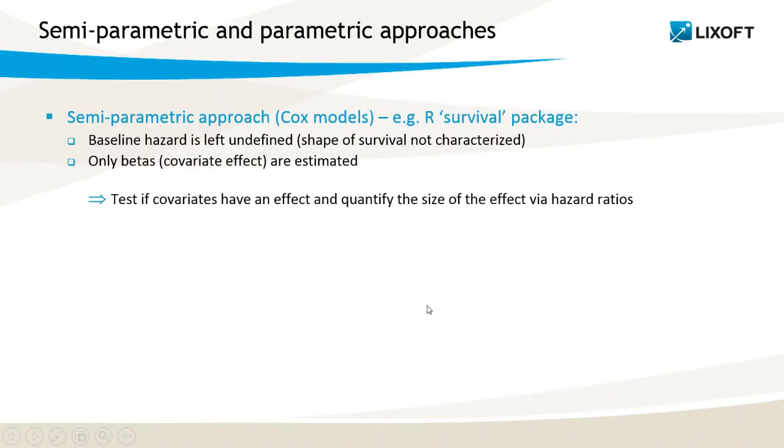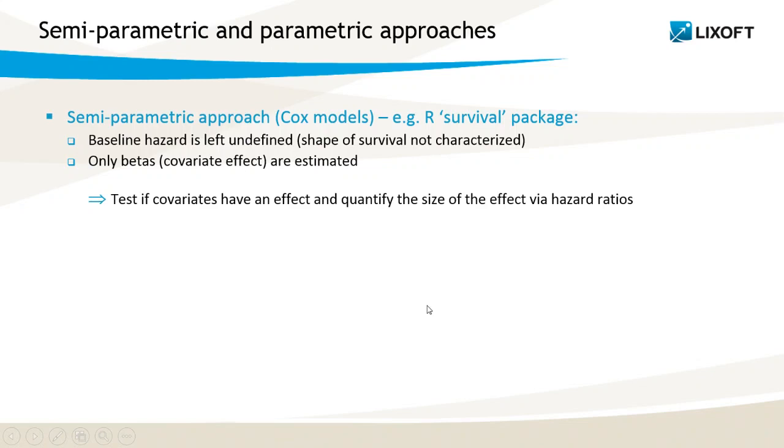Proportional hazard models can be handled with semi-parametric or parametric approaches. In the semi-parametric approach, also called Cox models, available in the R package survival for instance, the baseline hazard is left undefined and only the betas are estimated. This allows us to work on the covariates without having to define how the hazard is evolving over time, so without having to characterize the shape of the survival.